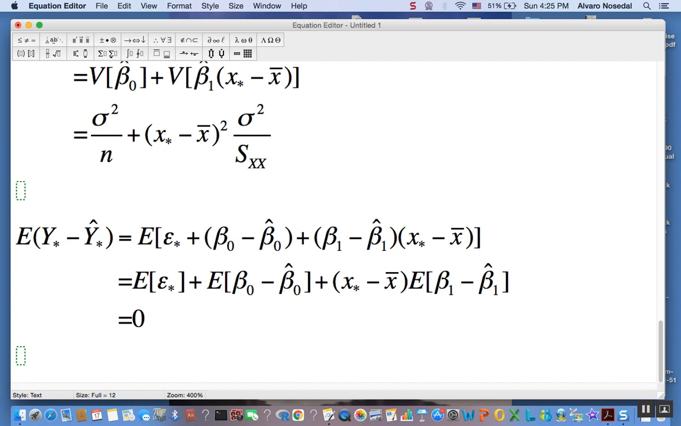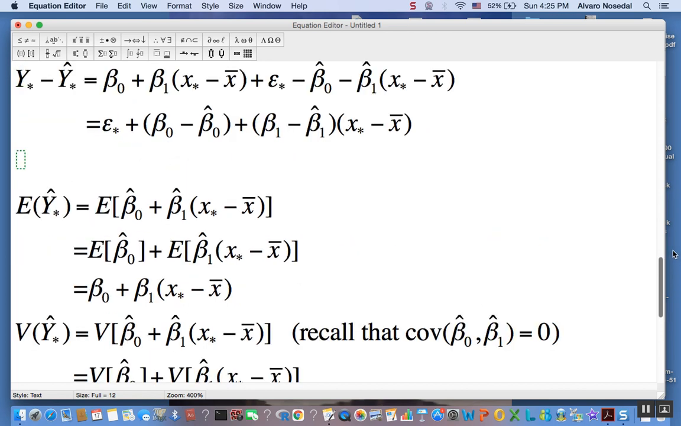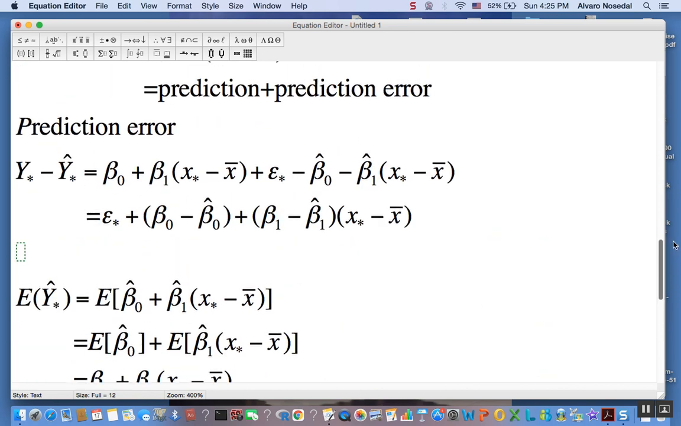Now let's find the variance. Before we do that, let me remind you about a couple of things. What we're going to be doing here is reminding ourselves about the expression that defines y hat star. Let me rewrite it here.